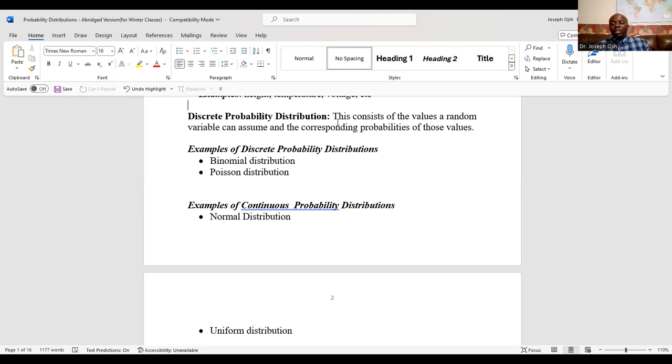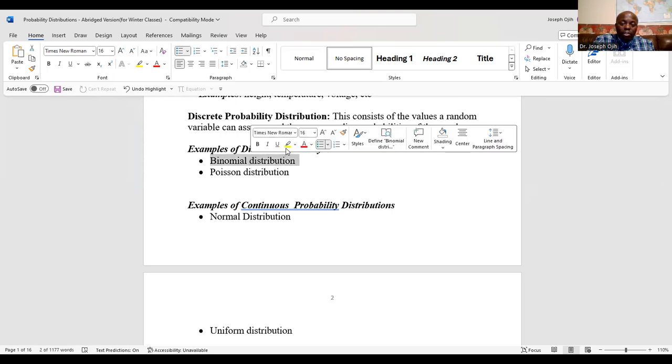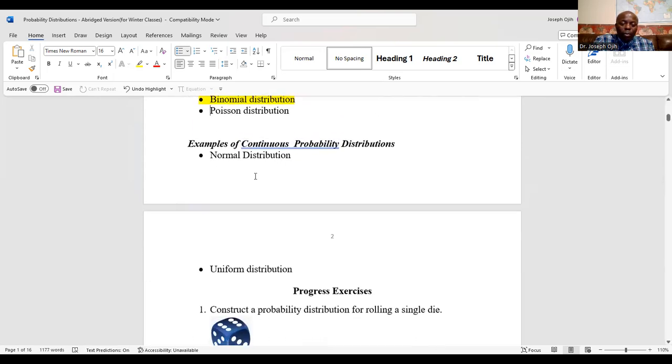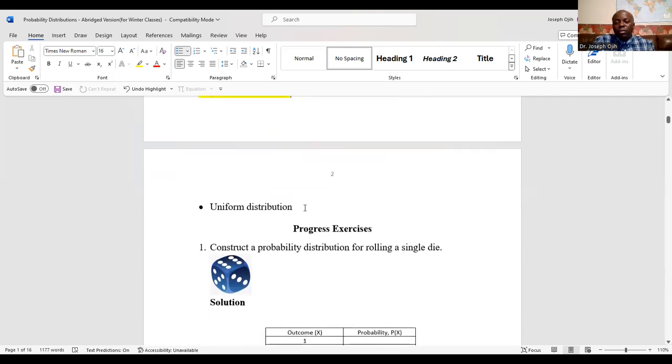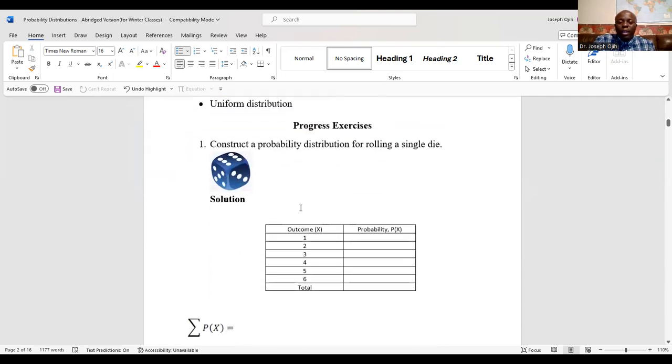Now, we have 2 types: the discrete probability distribution and the continuous probability distribution. Examples of discrete probability distributions include the binomial distribution and the Poisson distribution. There are others, but these are the ones we focus on. For this class, we focus mainly on the binomial distribution. For continuous, we have the normal distribution and the uniform distribution, but we focus mainly on the normal distribution.